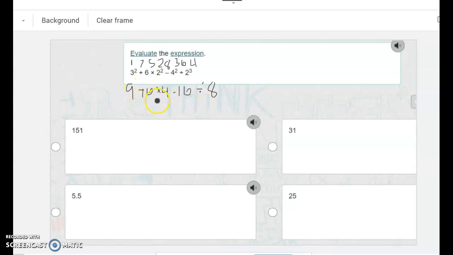Now what I want to do is I want to go ahead and do my multiplication. 6 times 4 is 24. I'm going to bring everything down every single time. I know sometimes maybe you don't want to bring everything down, but it's super important. Therefore, you don't forget any of the steps. All right, and then I'm going to go ahead and divide. 16 divided by 8, that's 2.